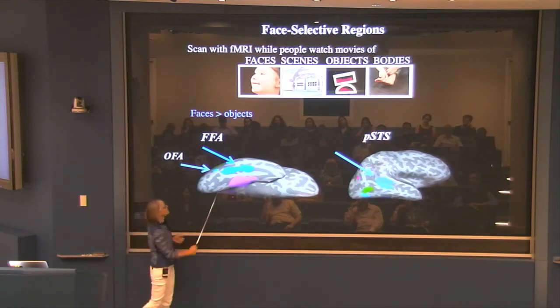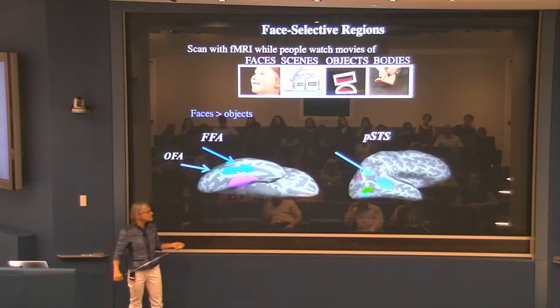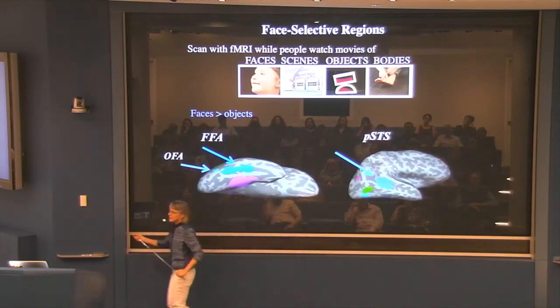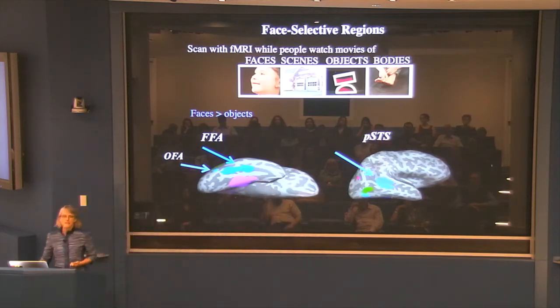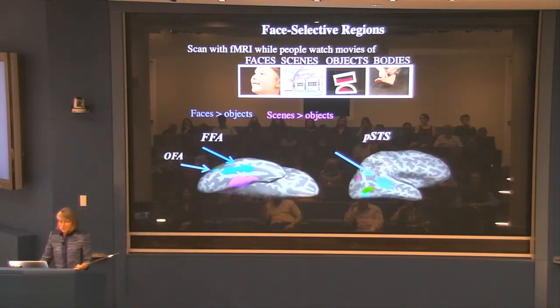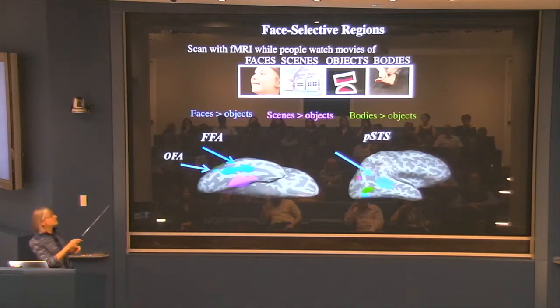So this big blue patch there is the fusiform face area. And this is a face selective region in the superior temporal sulcus. This is in one subject here, just to get us all oriented. Okay, and other regions that are shown here. This is a region that responds selectively to scenes, not, I would consider, part of the social brain. And the green bit responds more strongly when you look at images of bodies and body parts than objects.